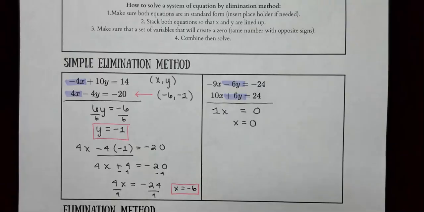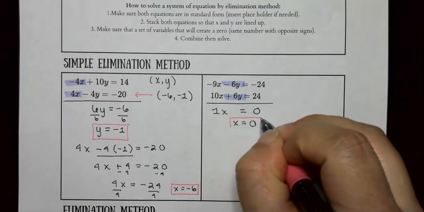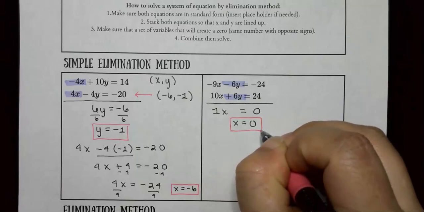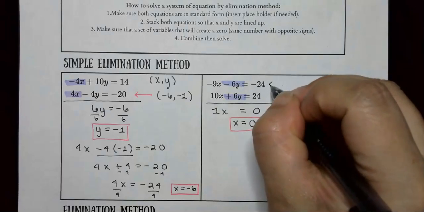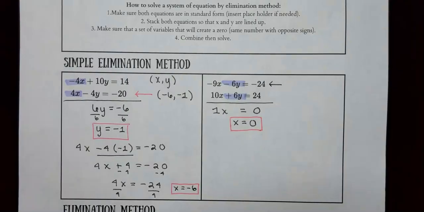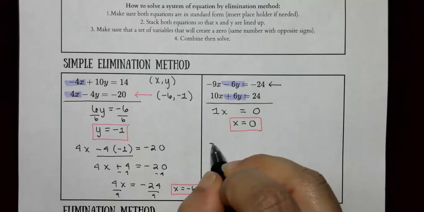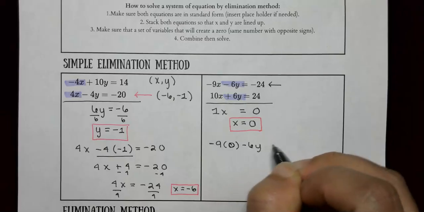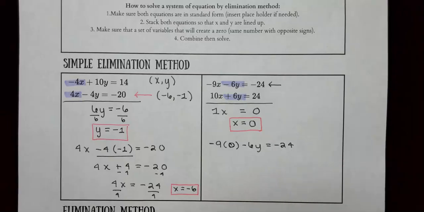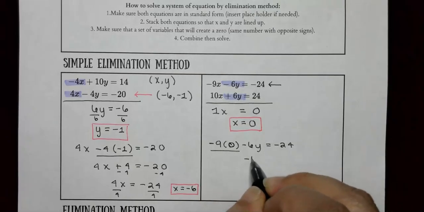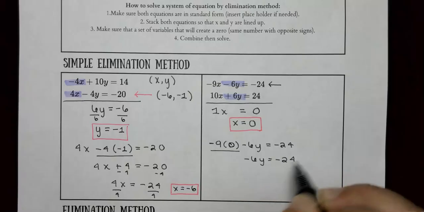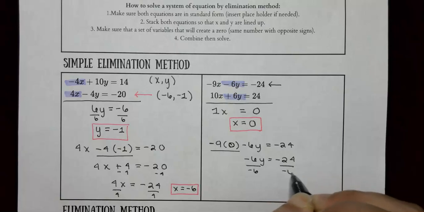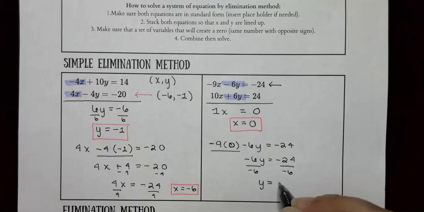Our answer is an ordered pair. So now that I know that x is equal to 0, I need to find the y value that goes with it. So because the last time we picked the second equation, let's go ahead and plug this into the first equation. It does not matter which one you plug it into. So for this one, we're going to say negative 9 times, instead of x, 0, minus 6y is equal to negative 24. This becomes 0, so I'm not going to write it down. So I have negative 6y is equal to negative 24. We're going to divide both sides by negative 6. So that gives us y is equal to positive 4.